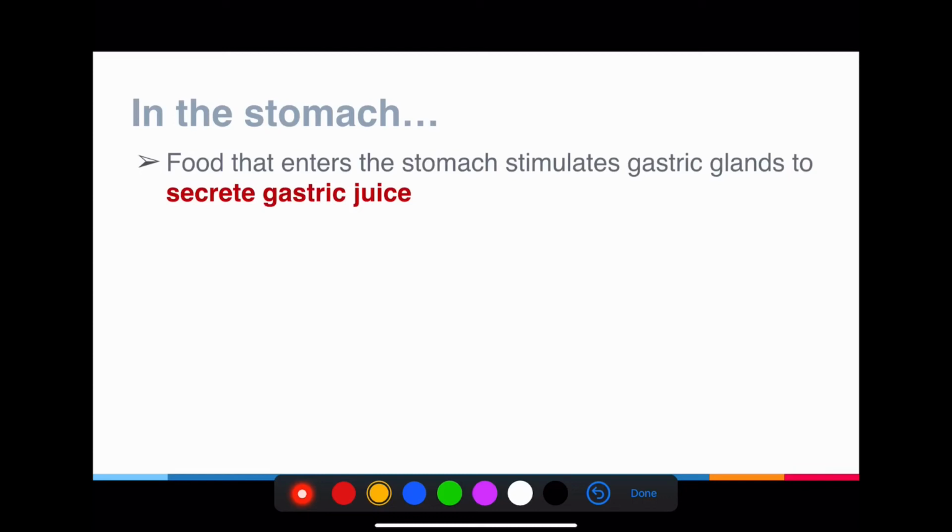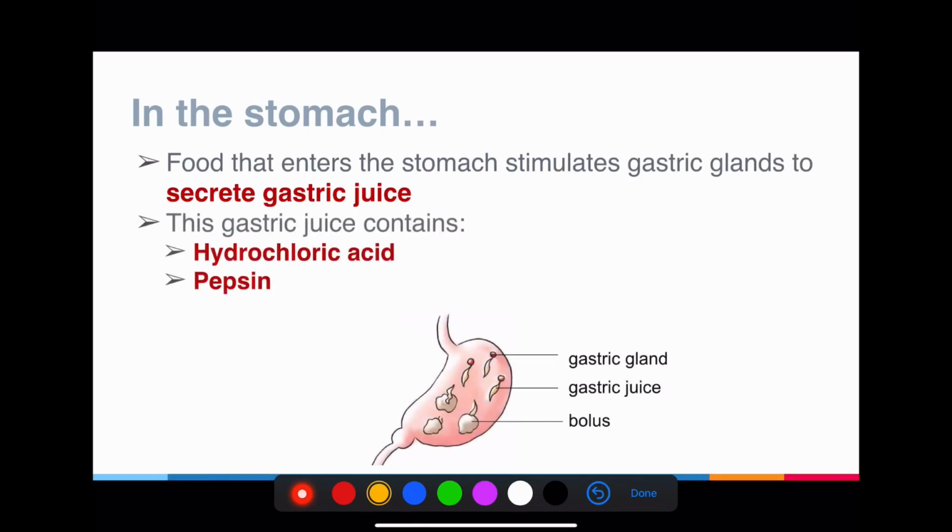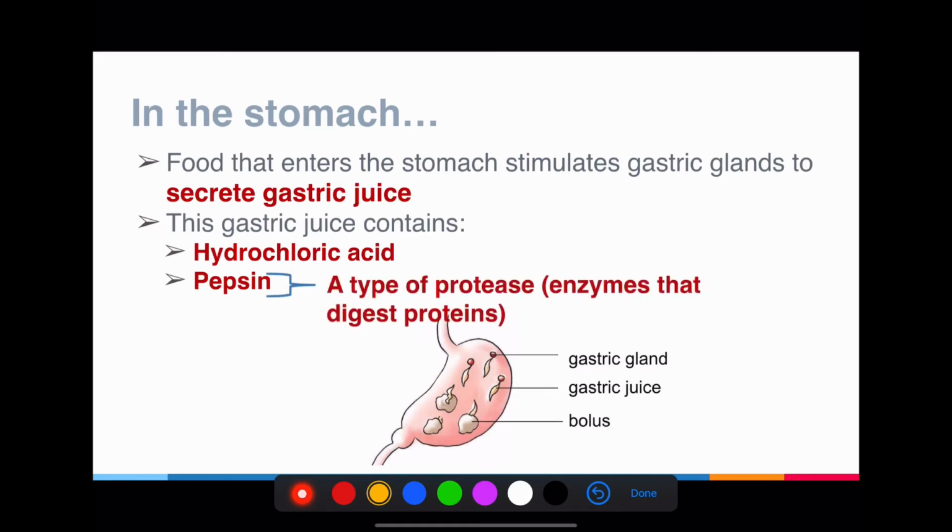So in the stomach, after it passes through the esophagus, once the food enters the stomach, it actually stimulates the gastric glands to release gastric juice. Now, gastric juice contains two very important chemicals. One is hydrochloric acid, one is pepsin. Now, pepsin is actually a type of protease. It's a type of protease that digests proteins, but please take note of this name because it's a unique name, because this is only found in the stomach.